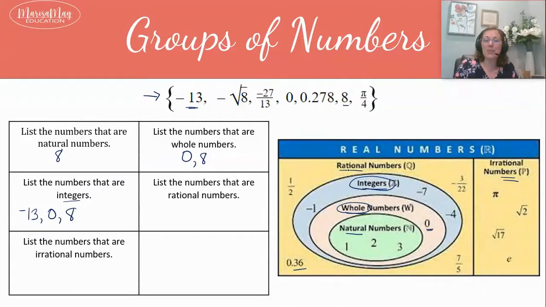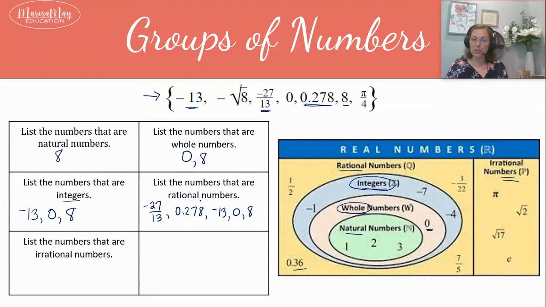Then next, we're going to add in the rational numbers. So remember, these are our decimals and fractions that are fractions and our decimals that stop. So we've got our negative 27 thirteenths. That one will work. The 0.278, that's also going to work. So I'm going to put those in there, negative 27 thirteenths and 0.278. And then don't forget our negative 13, our 0, and our 8. The reason here is that rational numbers, like 8 is still a rational number because you can make it a fraction by doing 8 over 1.